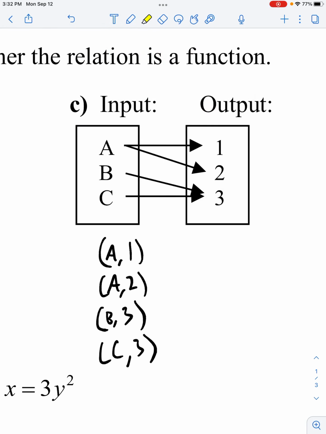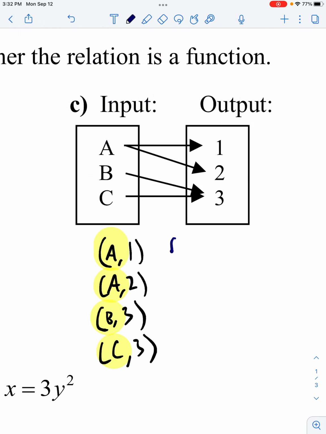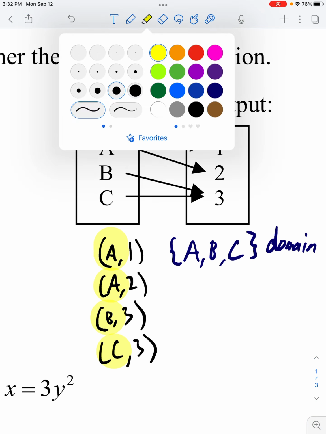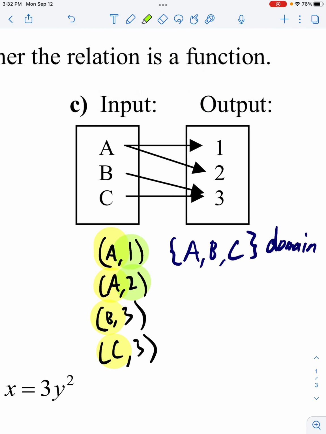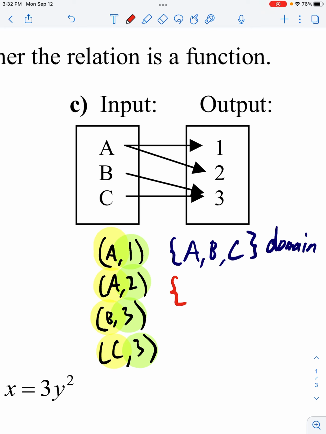So what are all my X values? I have A, B, and C. So the domain of my function would be A, B, C. That's my domain. The range of my function is 1, 2, 3, and 3 again. So we don't have to write the 3 twice. Let's just do 1, 2, 3. That's going to be my range.